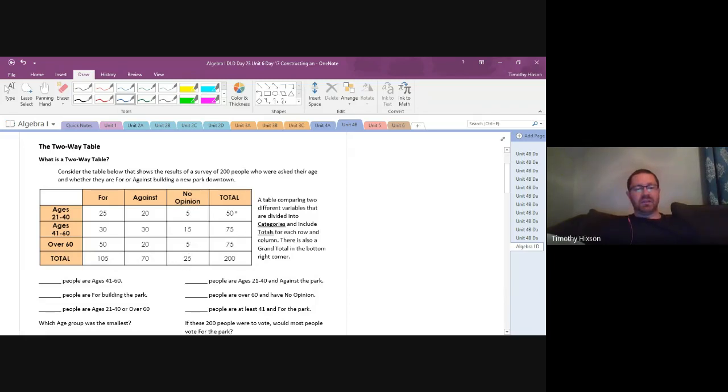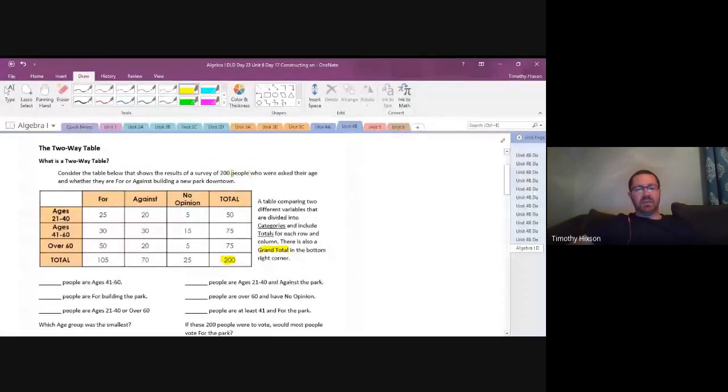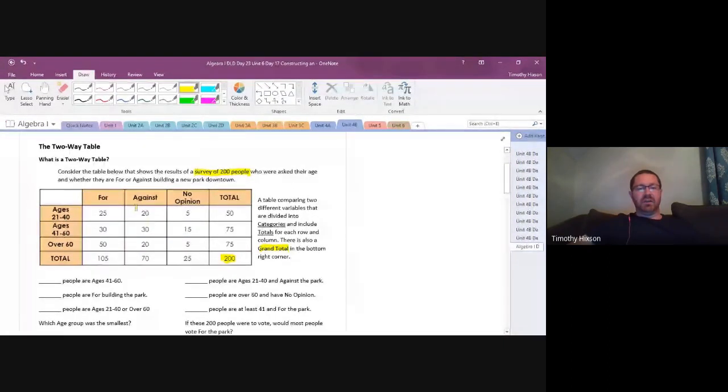And actually, if you look at the total column, it adds up to the 200 people we surveyed, but also this total row adds up to 200. So it's a great way to check when you're building these to make sure that you got everything right. You don't just take it for granted, but make sure these both add up to the same amount. The grand total here is 200, and that was the 200 people that we surveyed.